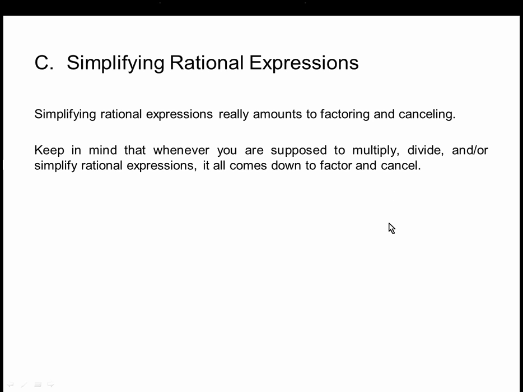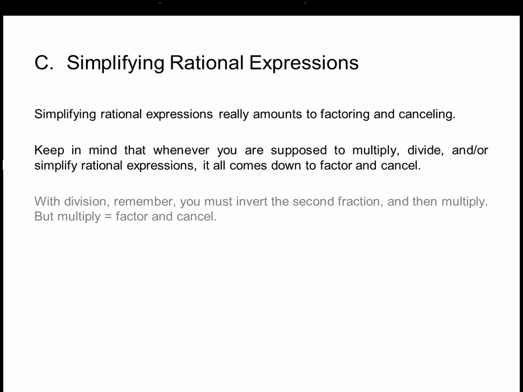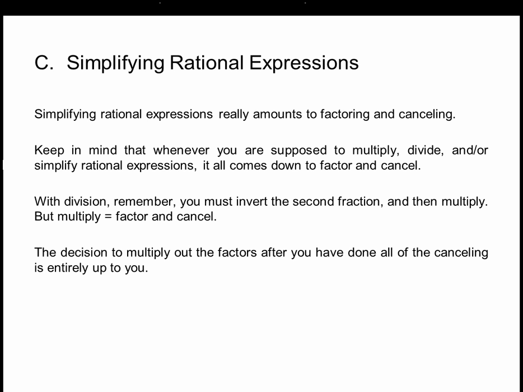Now with multiplying and dividing, you needed 2 rational expressions to work with. With simplify, you can just work with 1. Like, simplify the fraction 3/6, it reduces to 1/2. So with division, remember you must invert the second fraction and then multiply. But remember, multiply means factor and cancel. So the decision to multiply out the factors after you've done all the canceling is entirely up to you. Again, I prefer not to do it. Later on you will see the reasons why we don't do it in mathematics.